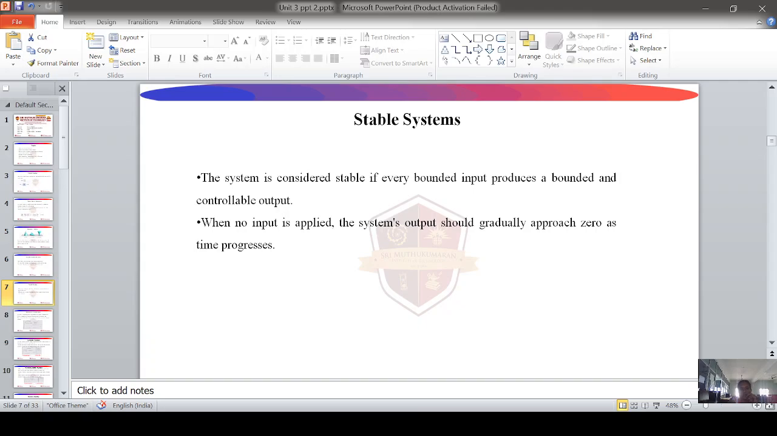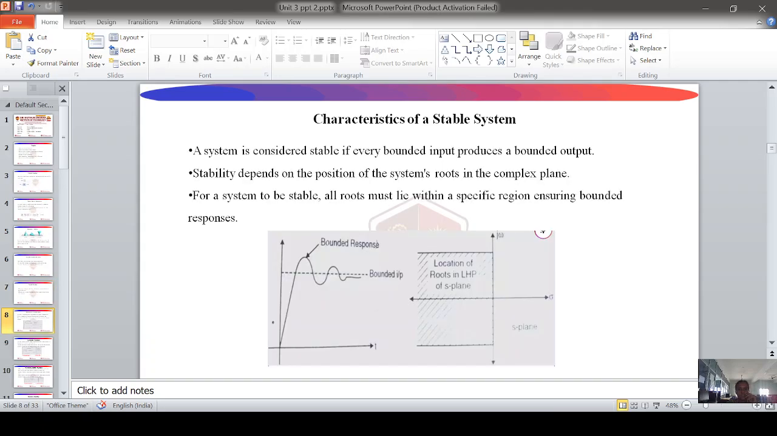Then stable systems. We know that a system is considered stable if every bounded input produces a bounded and controllable output. When no input is applied, the system's output gradually approaches zero as time progresses. This is a stable system. The characteristics of a stable system: a system is considered stable if every bounded input produces a bounded output. Stability depends on the position of the system's roots in the complex plane. For a system to be stable, all roots must lie within a specific region, ensuring bounded responses.